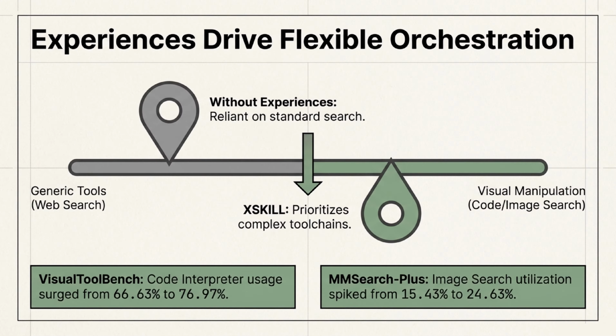Second, experiences drive flexible orchestration. Without experiences, an agent is overly reliant on generic tools like standard web search. But with XSKILL, it prioritizes complex, targeted tool chains. For example, on Visual Toolbench, code interpreter usage surged from roughly 66% to nearly 77%, and on Search Plus, specialized image search utilization spiked significantly to handle visual demands.